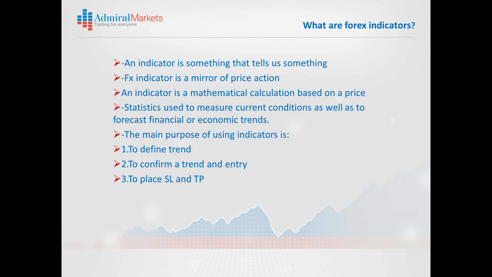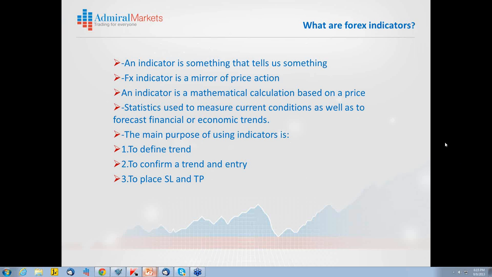So the main purpose of using indicators is to define trend, to confirm a trend and entry, and to place stop loss and target price or take profit. So those are all purposes of using indicators. Mostly, traders use indicators to have profits, and to lessen the risk of unplanned price movements.